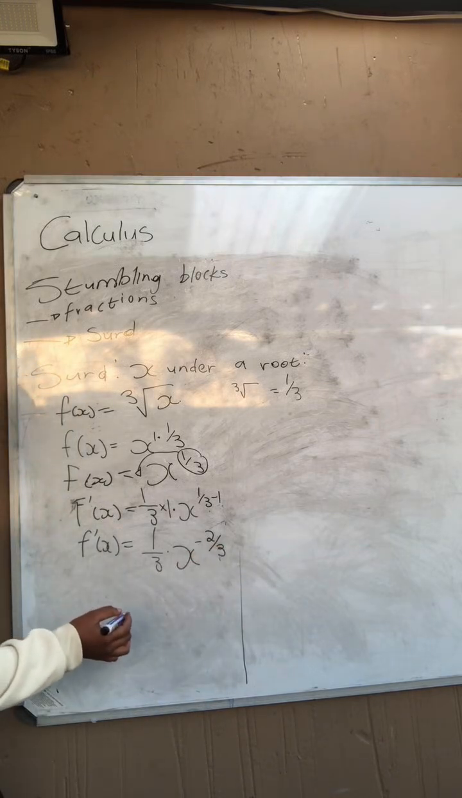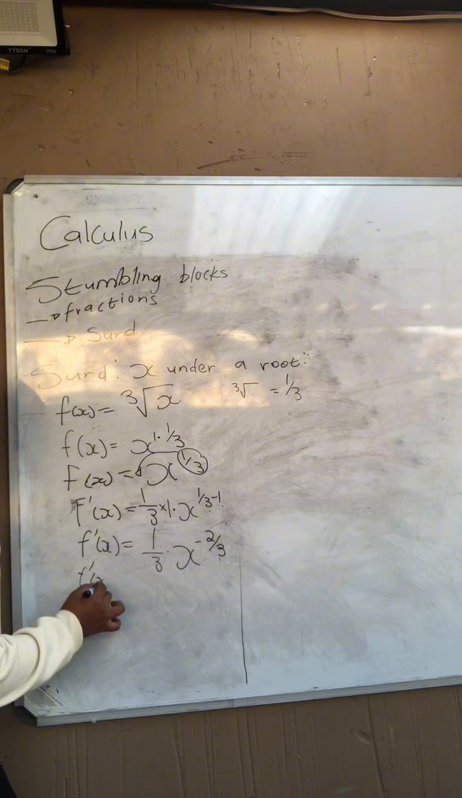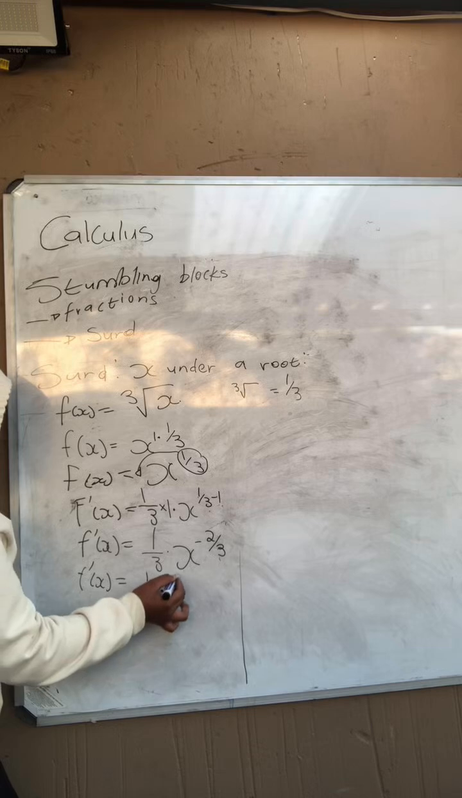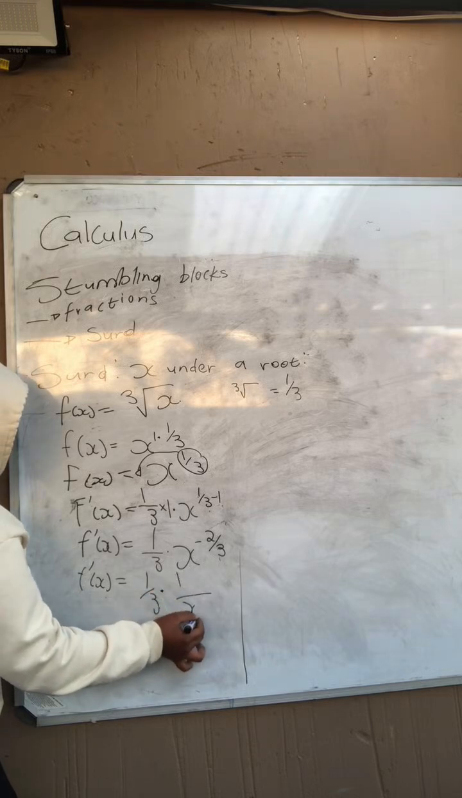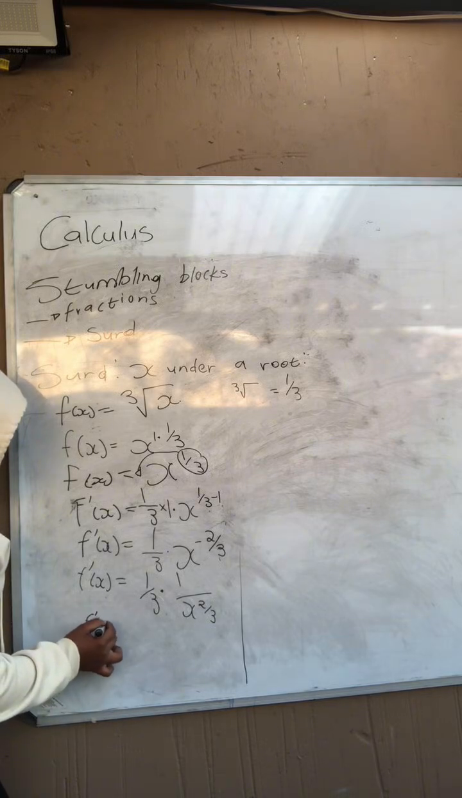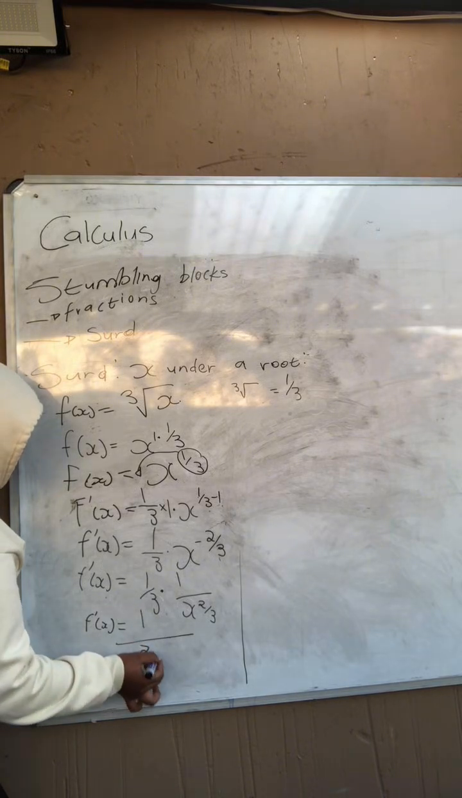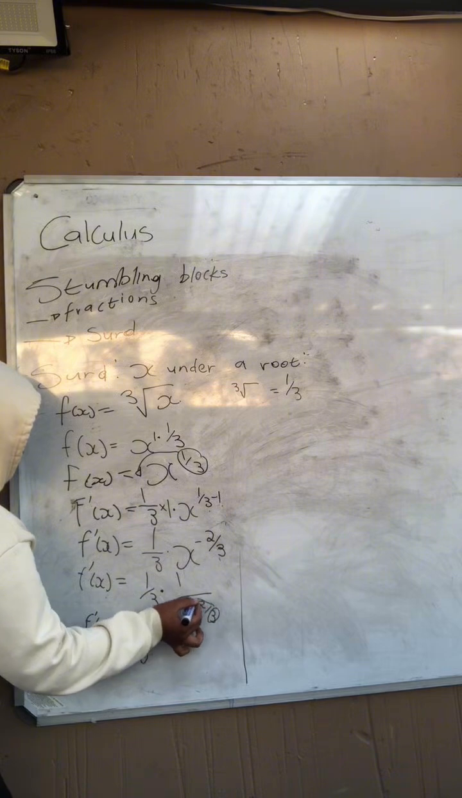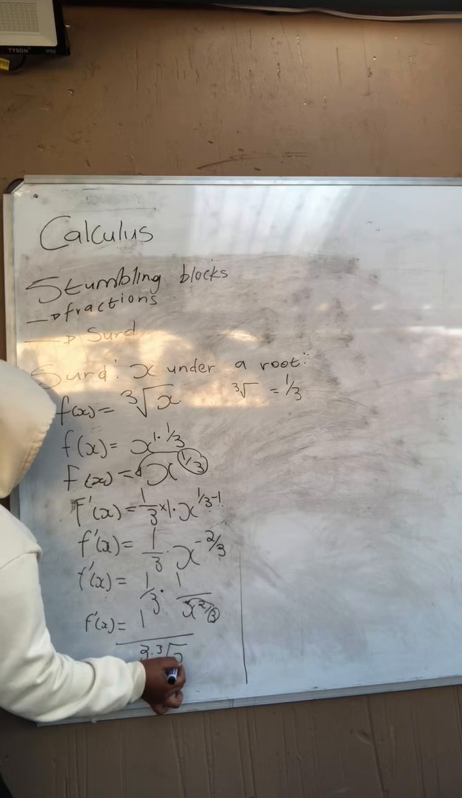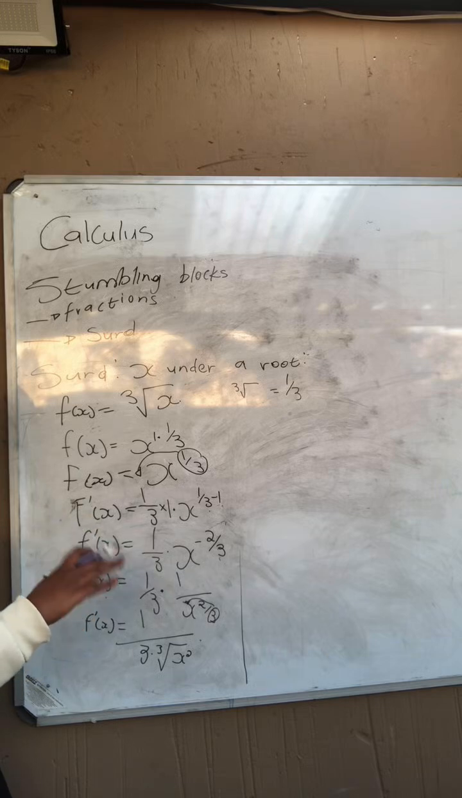Therefore, we are going to have f prime of x, which is equal to 1 over 3 multiplied by 1 over x to the power 2 over 3. So we are going to have our final answer equal to 1 over 3 multiplied by, remember to bring back the cube root. So cube root of x squared. Always leave your answer in a simplified way.